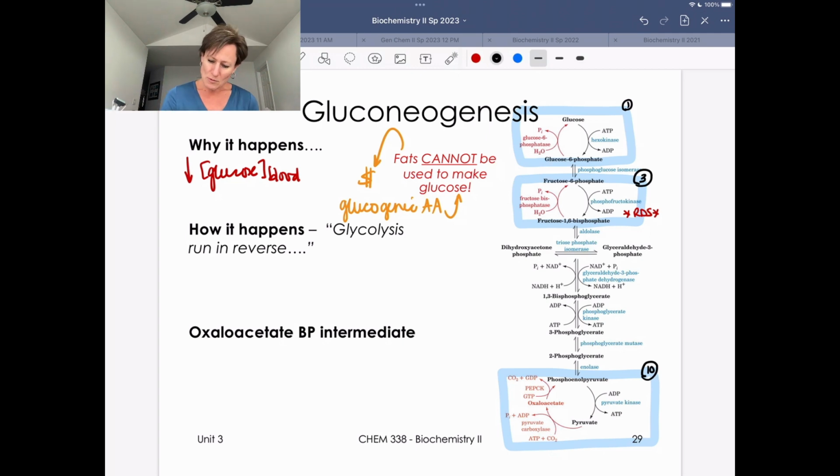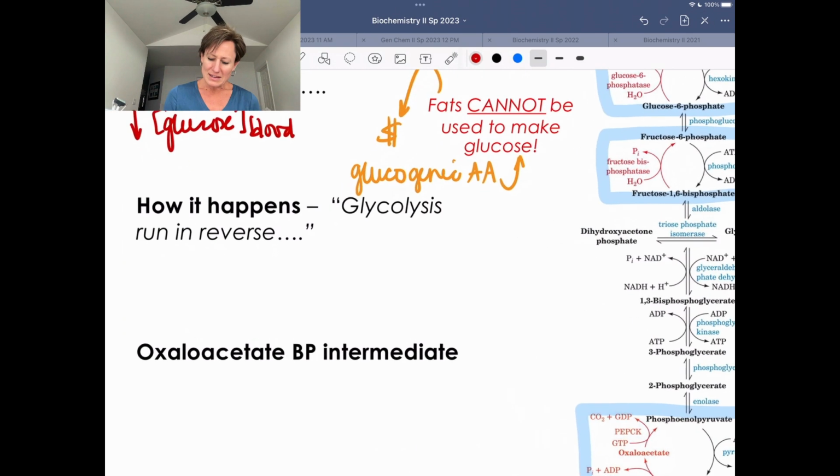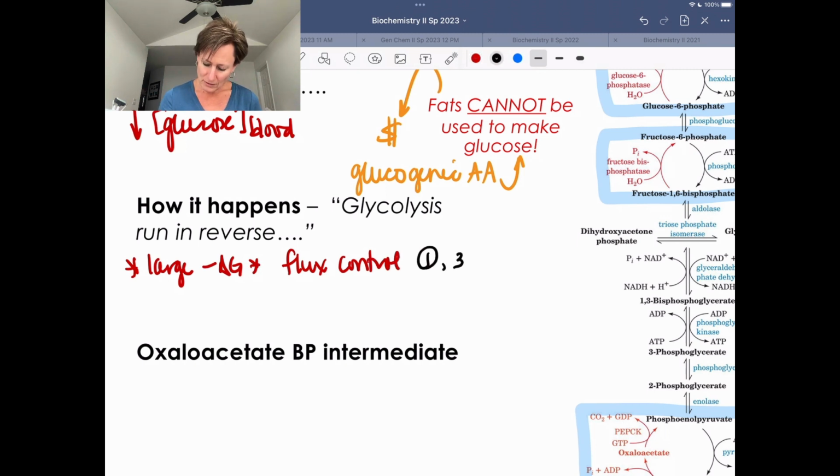Okay, so remember when we talked about how we control flux, right? We are thinking about large negative delta G values as good flux control points. So large negative delta Gs are going to be what we have for flux control points. And so for glycolysis, it's steps 1, 3, and 10.